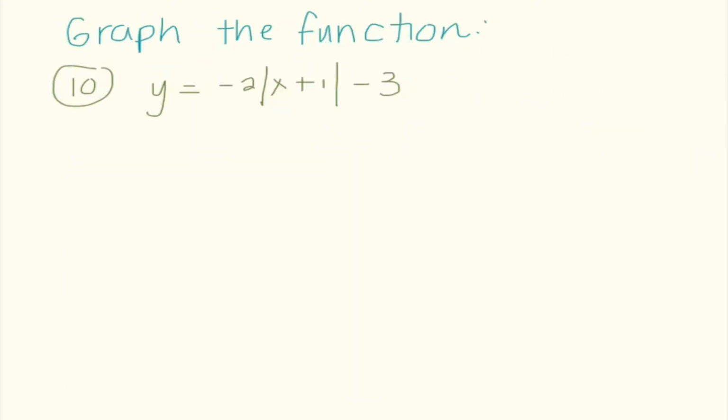Next question is one of our absolute values. So we know that we have 4 characteristics we need to figure out. First is our vertex. Our vertex is always the opposite of our number here, and then our k value. So that would be -1, -3.